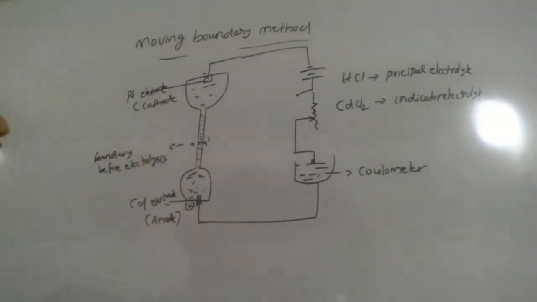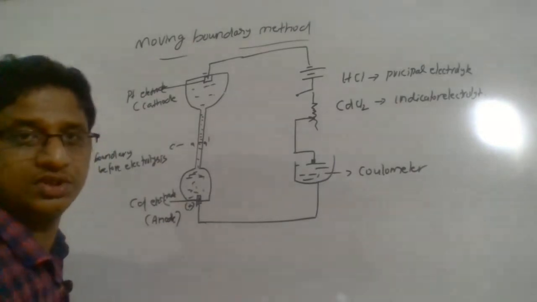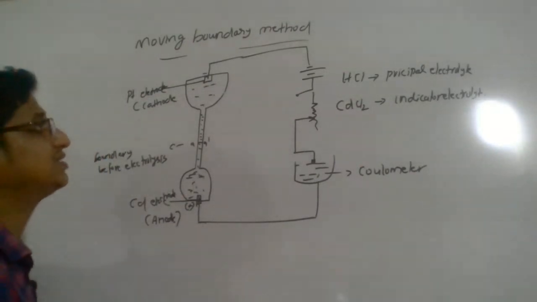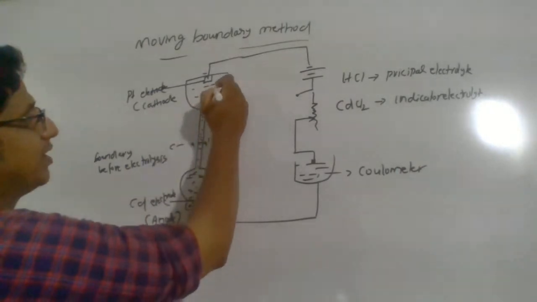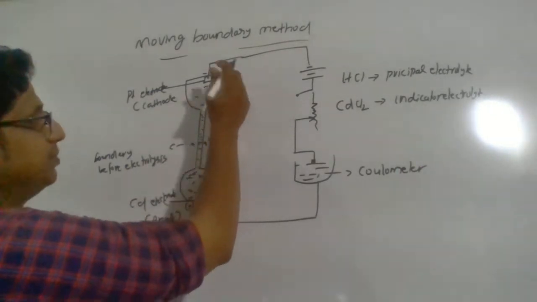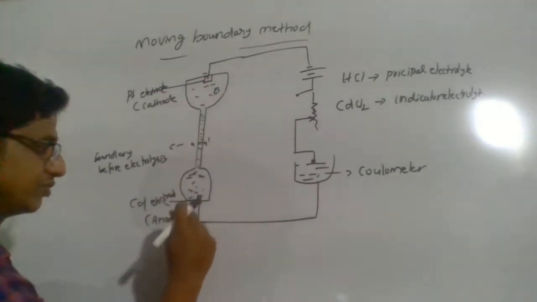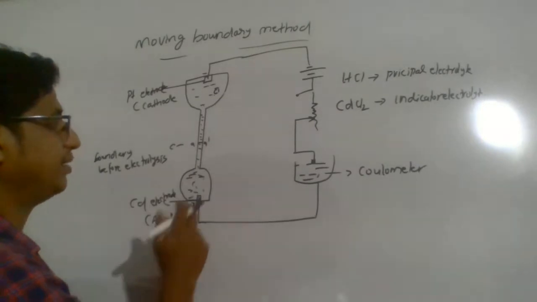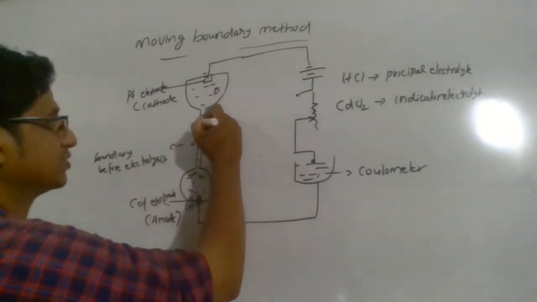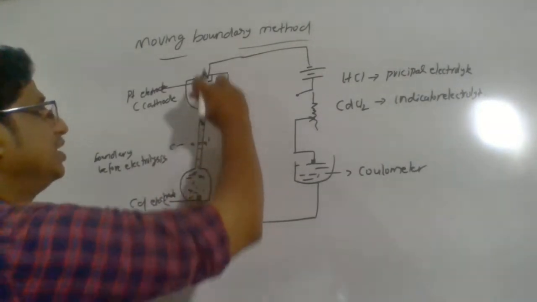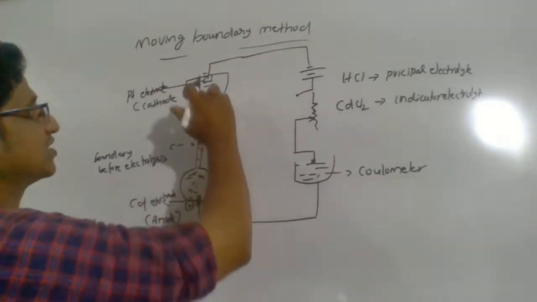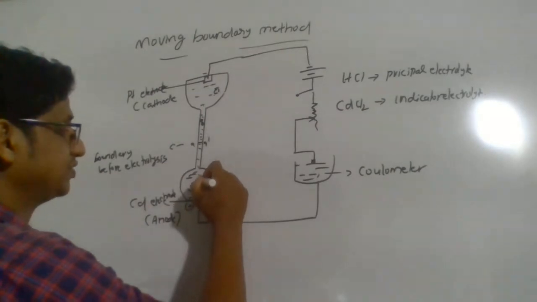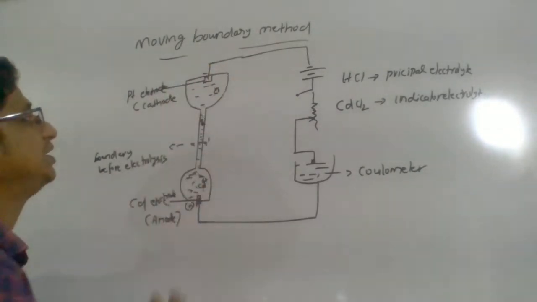Now imagine the electricity is passed through the solution and electrolysis is carried out. What will happen? The negatively charged Cl minus ions in the solution will move to the positive electrode, that is, towards the anode. At the same time, H plus ions in the solution will move to the cathode, because the cathode is the negative terminal, and Cd2 plus ions in the solution also move towards the cathode.